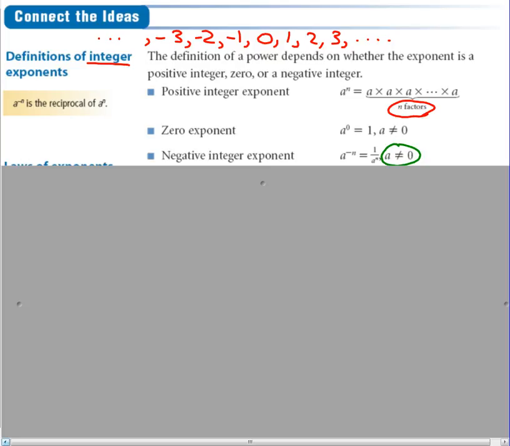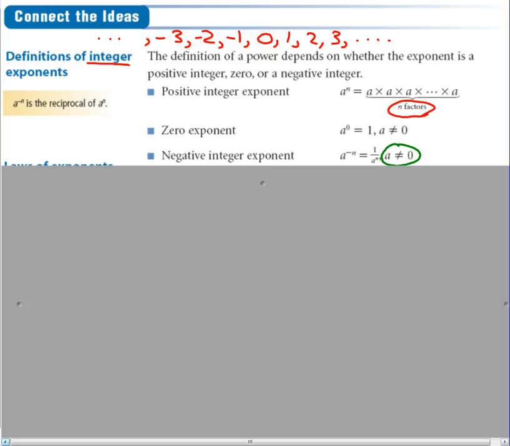Potentially. And obviously division by 0 is undefined. It doesn't give us a defined value. Okay, so those are our definitions. We have the positive integer exponent definition, the 0 exponent, and the negative integer exponent definitions. Let's start looking at how to apply these integer laws.